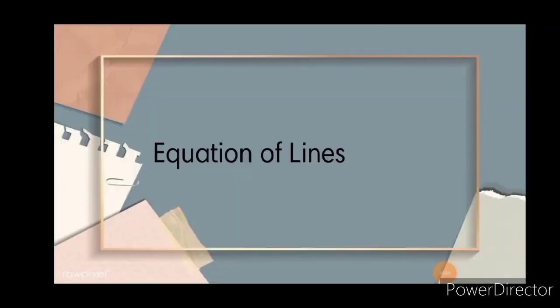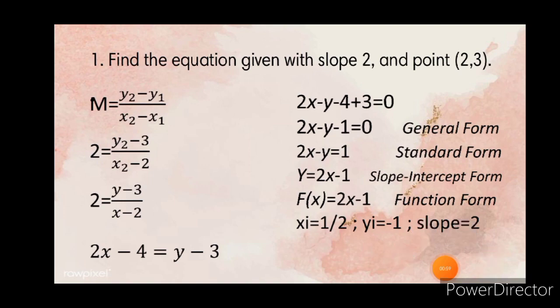The equations of lines. Number 1. Find the equation given the slope 2 and the point (2, 3). In order to get the equation, we will use the formula of the slope, which is m equals y sub 2 minus y sub 1 over x sub 2 minus x sub 1. Next is to substitute the given values. Substitute the value of the slope to m, the value of x, which is 2, and the value of y, which is 3.